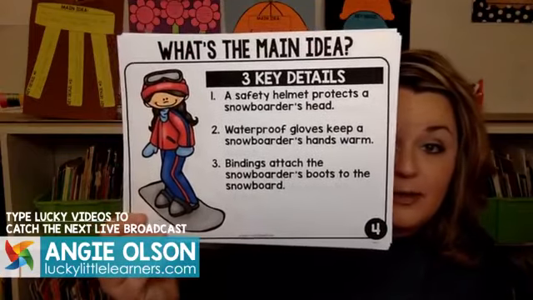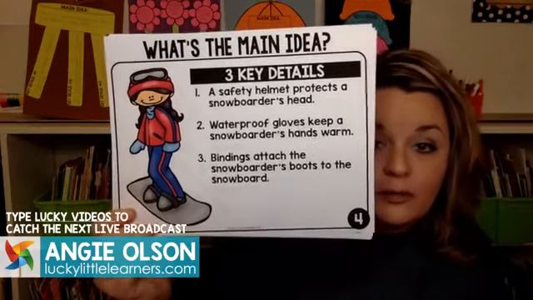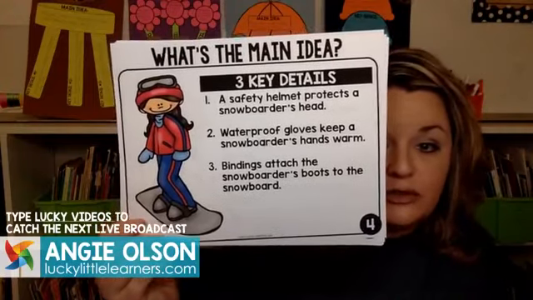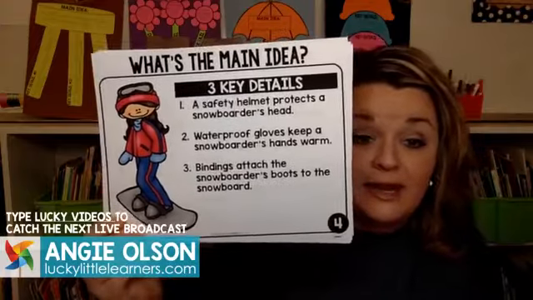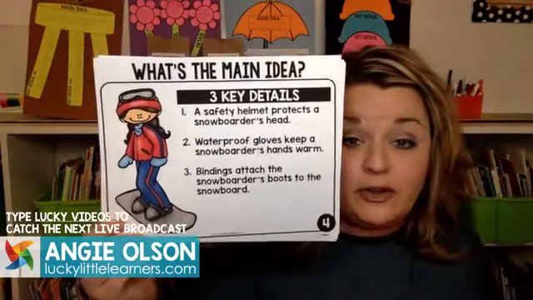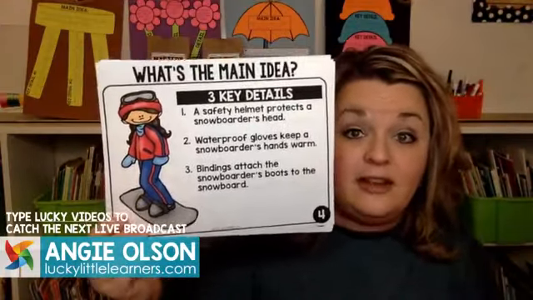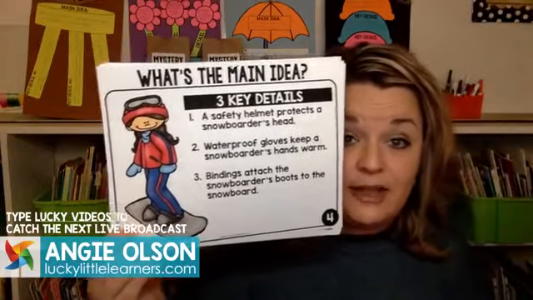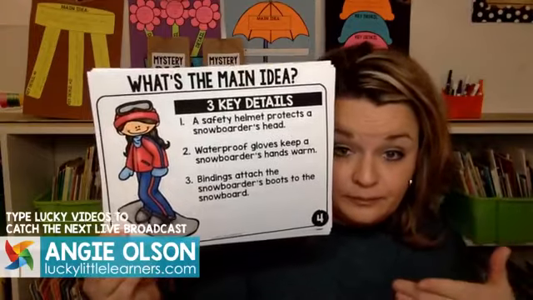So again, a safety helmet protects the snowboarder's head. Waterproof gloves keep a snowboarder's hands warm. Bindings attach the snowboarder's boots to the snowboard. So what would be the main idea to this? And this one would be wonderful for conversation. Instead of just immediately arriving at the answer, boys and girls, what do you think would be a good main idea for this? And you're going to start getting those answers in.